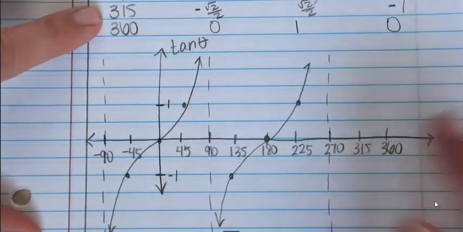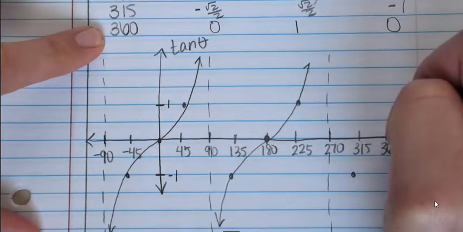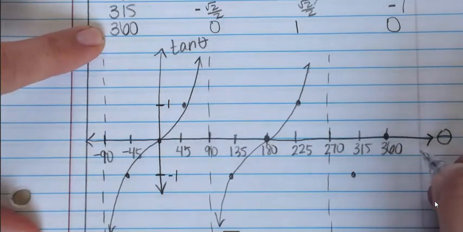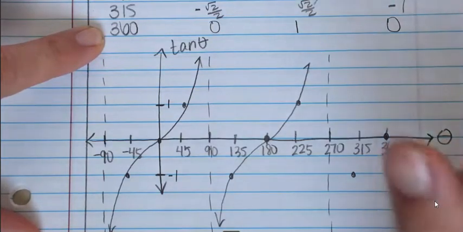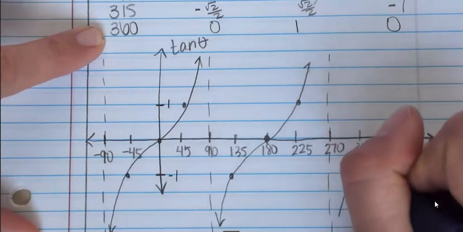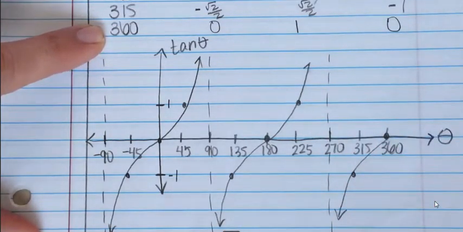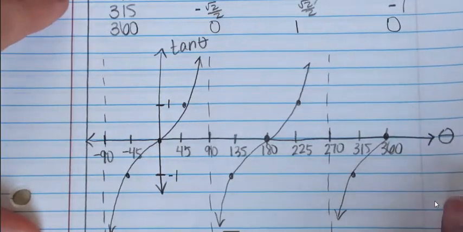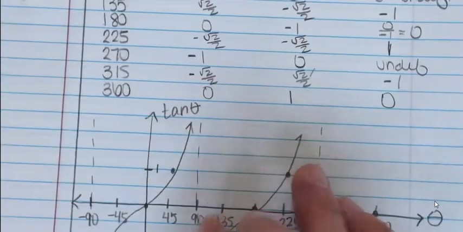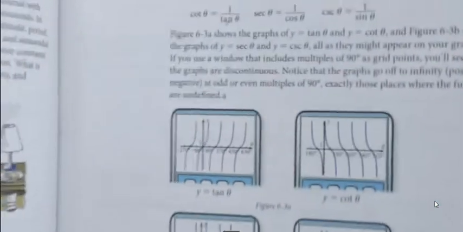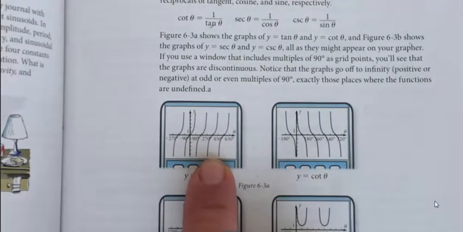Okay, at 315, I've got an output of -1. At 360, I've got an output of 0. And I bet you can guess if I added 45 to this, so at 405, I'd end up with an output of +1. But I'm just going to go ahead and do this much of this branch. So there's your tangent function, and it keeps going. In your book on page 295, your tangent function, you can see it'll just keep going, keep going, keep going.